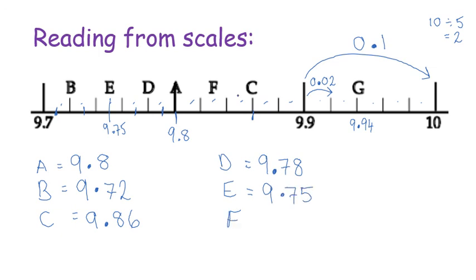F also seems to be in the middle. So if A was 9.8, we have 1, 2, 3 spaces along. So 9.83. And then we already spoke about G. So we've got G from earlier, 9.94.